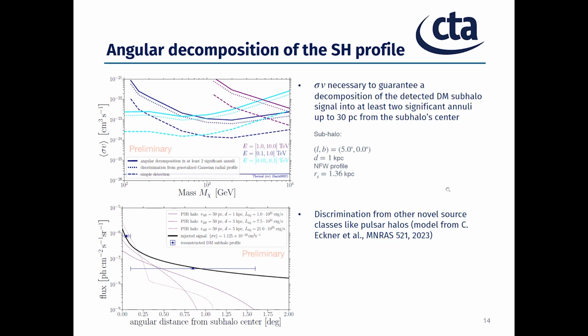So one of the things that we also tried was, these purple lines are the modeled profiles of pulsar halos. Those are extended gamma ray emissions around pulsars, recently discovered in HAWC data. And so we wanted to see how well we could distinguish a subhalo from a pulsar halo. And we see that the distinction could be quite efficient, even with only 2 annuli that we used here.